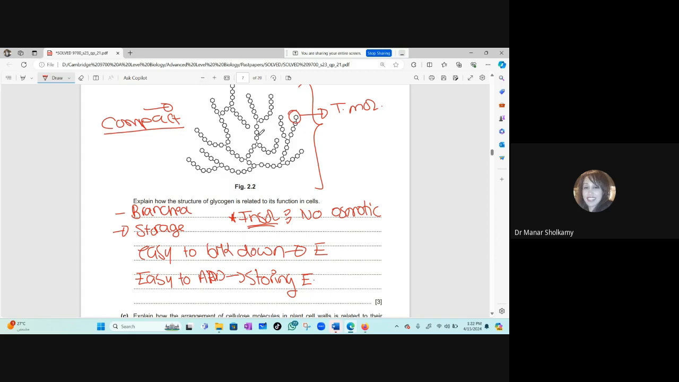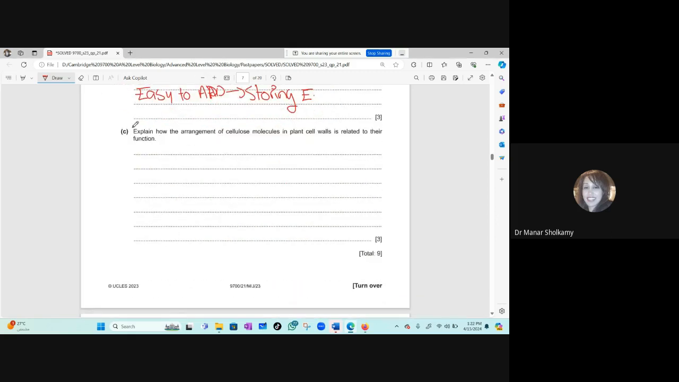Nothing else is crossing my mind. Very good. This is an easy question. Explain how the arrangement of the cellulose molecules in plant cell walls is related to their functions. This is a very important question and it's direct. What is the function of the cellulose and how does the structure of the cellulose help it in its function?